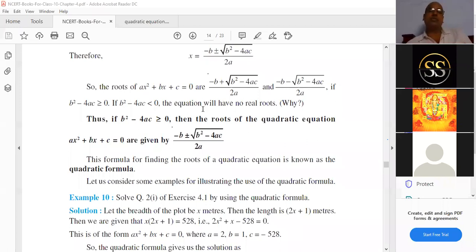If b square minus 4ac is equal to 0, the equation has real roots and they are equal. If b square minus 4ac is greater than 0, real roots exist but they are distinct. If b square minus 4ac is less than 0, no real roots exist. So we cannot solve the equation if real roots do not exist. It depends upon the discriminant b square minus 4ac. If it is less than 0, you need not solve the quadratic equation.